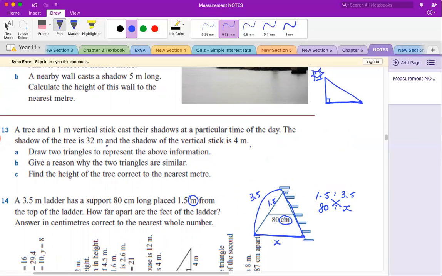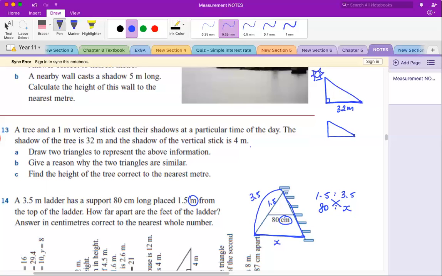And how tall is the tree? It doesn't really tell you that, but it tells you the shadow of the tree is 32 meters. So the horizontal line is 32 meters. Does that make sense? Yeah. And the shadow of the vertical stick. So this is the tree. There's also a vertical stick. So you draw two separate triangles.